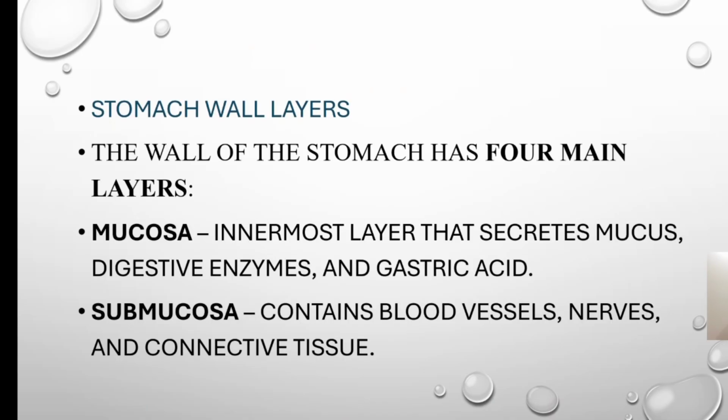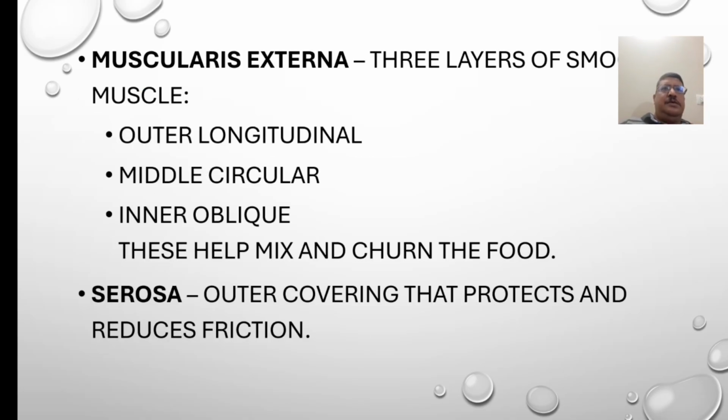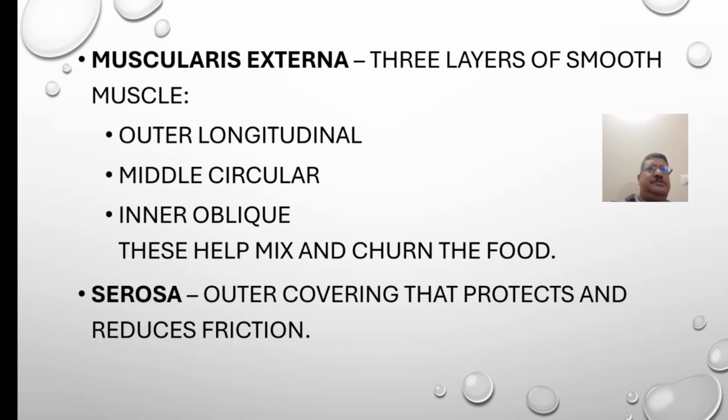Stomach wall layers. The wall of the stomach has four main layers. First, mucosa, the innermost layer that secretes mucus, digestive enzymes and gastric acid. Submucosa contains blood vessels, nerves and connective tissue. Muscularis externa: three layers of smooth muscle, outer longitudinal, middle circular, inner oblique. These help mix and churn the food. Serosa, the outer covering that protects and reduces friction.